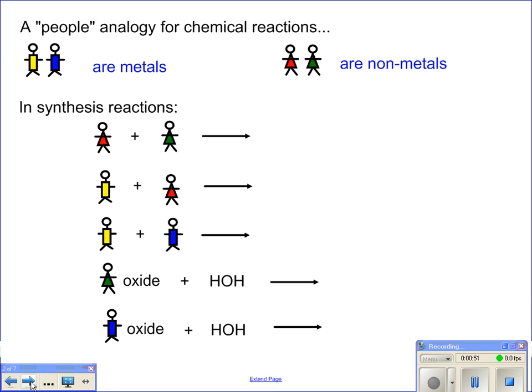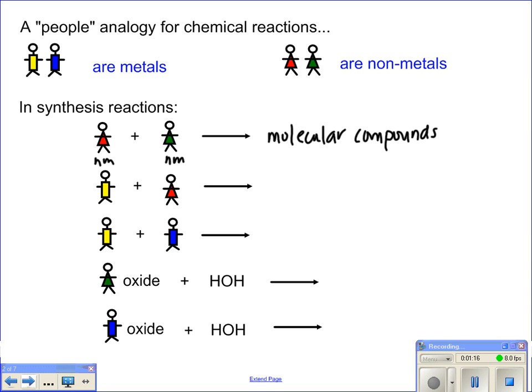The first scenario is what happens if you have a nonmetal reacting with another nonmetal. Well, we know that two nonmetal elements can come together to form a type of compound called a molecular compound. And these compounds consist, of course, only of nonmetals, and those nonmetals are bonded to each other via covalent bonds.